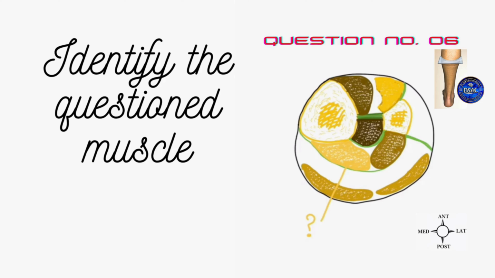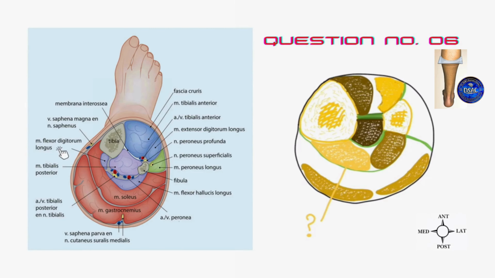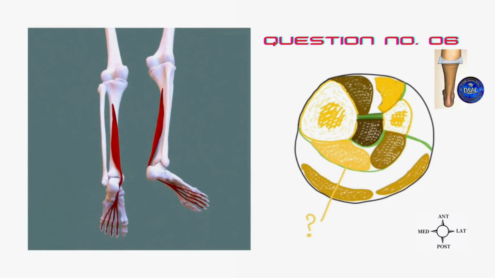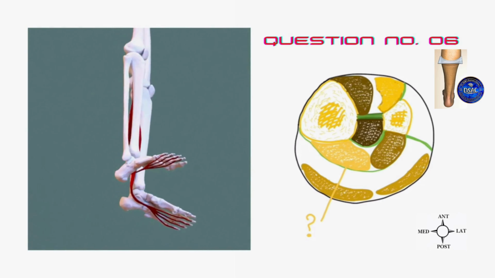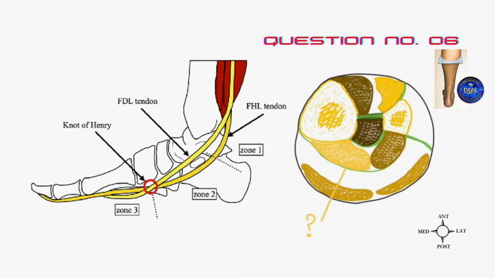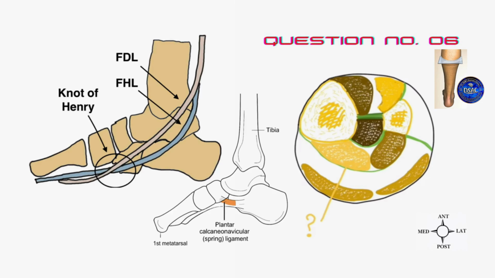Identify the questioned muscle. This muscle is flexor digitorum longus. Important point about this muscle is, it arises from the medial bone of leg and inserts onto the lateral toes of foot. So, the tendons of two long flexors of foot cross each other below the spring ligament. Tendon of FDL crosses from medial to lateral side below the tendon of FHL. This is called the knot of Henry, thereby reinforcing the strength of spring ligament and helping to maintain the longitudinal arch.